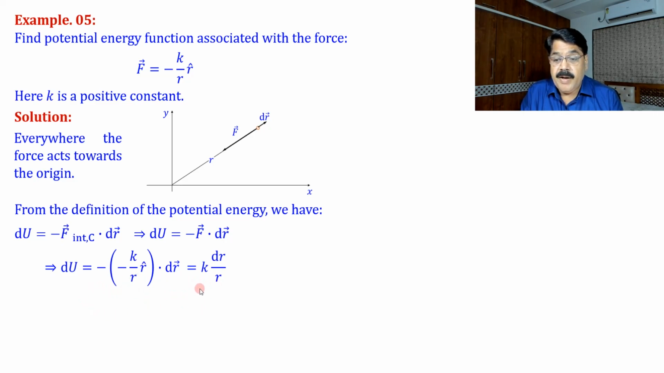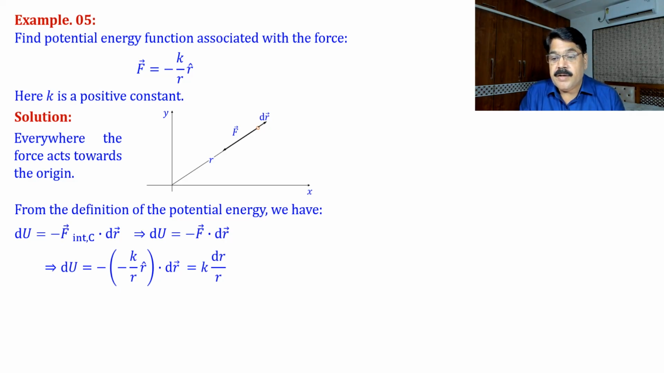But what will be the limit? Here we can say the limit Ri to Rf. But what will be the limit here? Here we cannot say 0 to U. Again, here we have to take from U initial to U final, because earlier in all the problems we were taking 0 to U because it was given that ground is the reference potential level, the 0 level. But here no such reference is specified, so we have to select our reference.